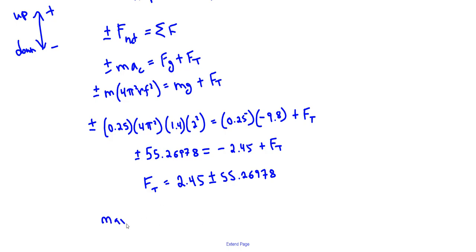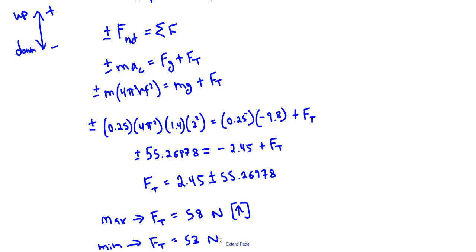So our max force of tension is going to be 58 newtons when we add those two together, and it's pointing up. Our minimum tension is going to be 53 newtons. That would be negative, right? 2.45 minus 55 and so on. So we end up with a negative value, which would mean down.